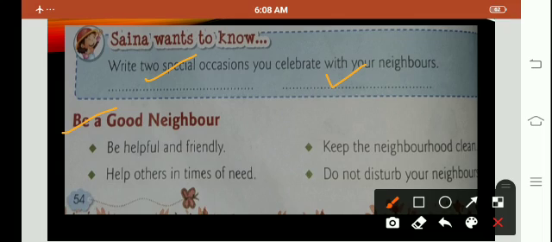So, these are some more qualities of a good neighbor, that whenever a neighbor comes for help, we should always be helpful to them in the times of need. We should be friendly with them. We should keep our neighborhood clean, and we should not disturb the neighbors. It means you should not always go to the house of your neighbor and spend time over there. You should give them their privacy. So you should not disturb your neighbors, you should be friendly with them, and we should keep the neighborhood clean, because cleanliness is next to godliness.